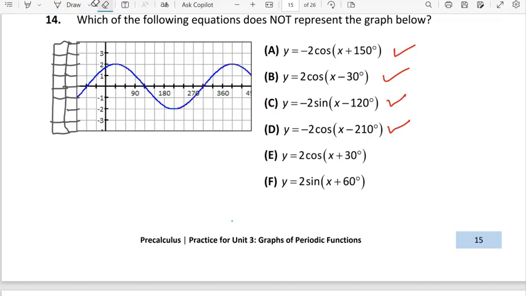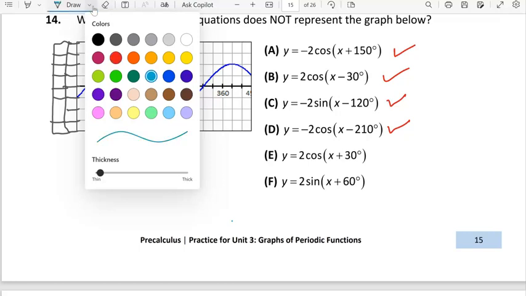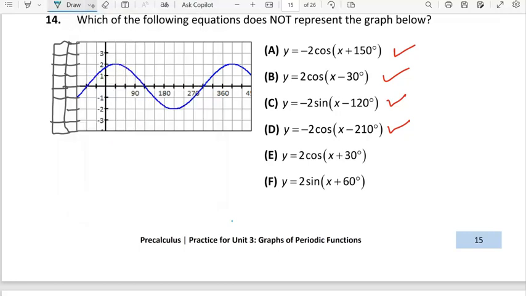Now let's take a look at E. E has a phase shift of negative 30. So that would be back here. And if we draw one full cycle from that moment, it actually looks like it's not starting quite in the middle. And so that would be one full cycle. And that's neither a sine nor a cosine shape from that point. So this looks like it's our answer choice.